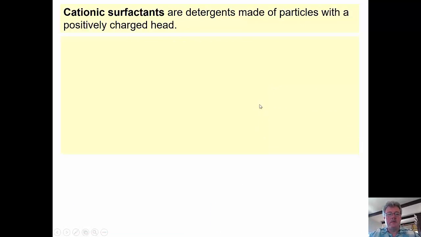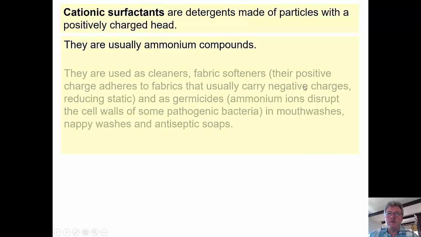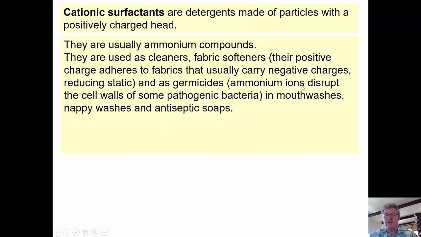So cationic surfactants are detergents made of particles with a positive head, different to the negative head of the anionic detergents. They're usually ammonium compounds or compounds derived from ammonia, NH3. They're used in cleaners and fabric softeners. Their positive end often attaches to the fabrics, which usually carry a negative charge, and that reduces static, the cling that you get from some clothes.